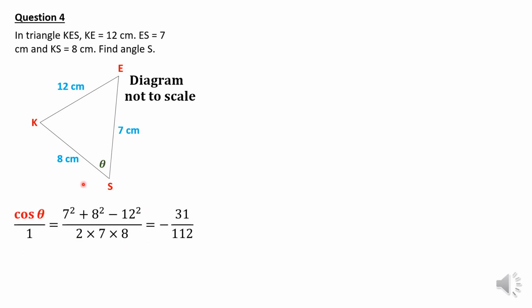So cos theta is, remember I said, whatever is opposite, that 12 squared, you subtract that. So 7 squared, which is flanking the angle, plus 8 squared minus 12 squared, over 2 times 7 times 8. Well, you get this. Now what is important is that we are supposed to find the inverse, because we want theta alone.